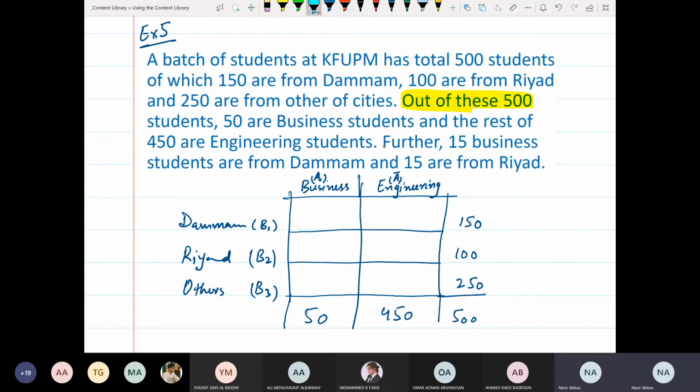Further, I'm going to read the question from here. 15 business students are from Dammam. So now I'm inside the business category. From Dammam, there are 15 business students. This is basically A intersection B1.